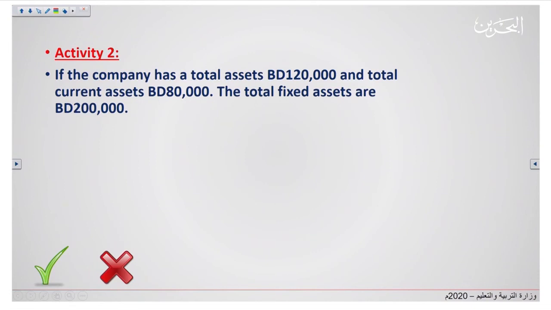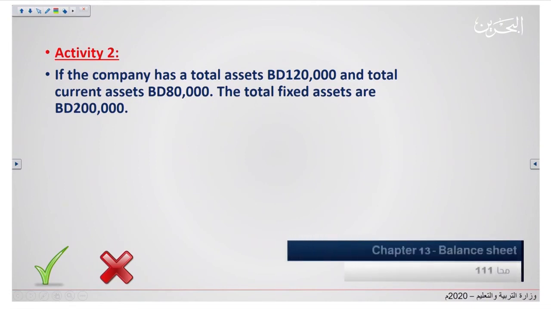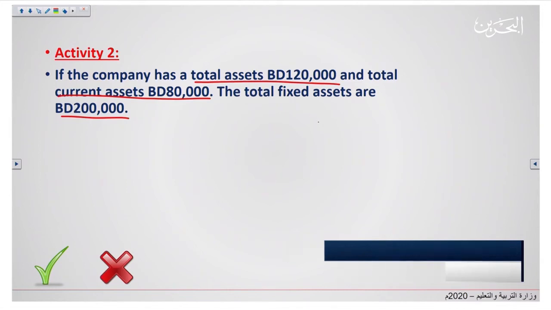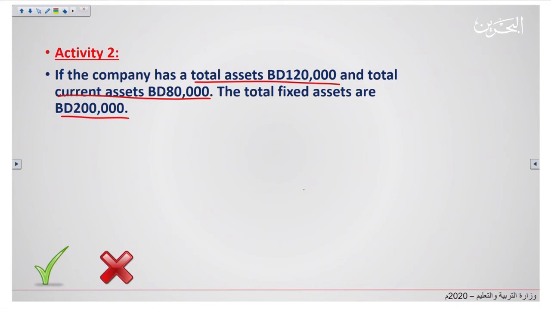Moving on to the second statement that we have to check. If the company has total assets of 120,000 BD and total current assets of 80,000 BD, they said that the total fixed assets are 200,000 BD. Now we want to make sure if this statement is correct. So we will calculate the total assets and find out if the fixed assets that they have calculated here are correct or not. We will use this formula: the total assets equals the current assets plus the fixed assets.